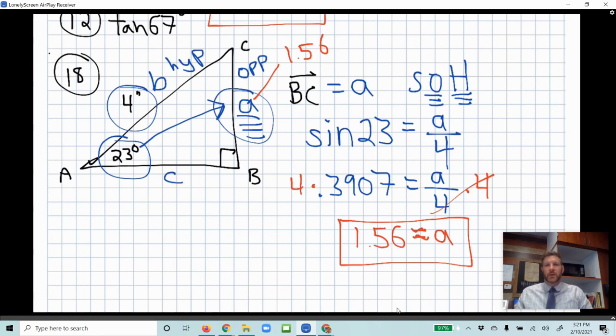So rewind the video, watch it again. I won't put a recap on this right now. I'm going to end the video and I'll talk to you in class. But these are trig ratios, and they're solving sides and angles of right triangles using sine, cosine, and tangent.